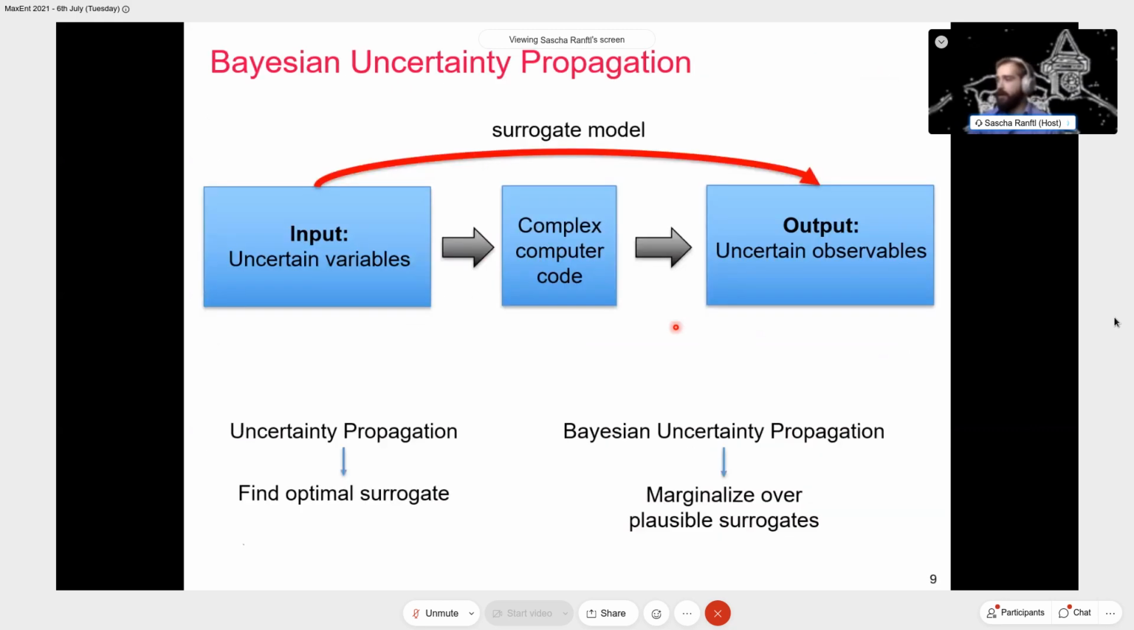Now, before I proceed with some further equations, I would like to pose a possibly provocative statement where I distinguish between the naive uncertainty propagation, where we just find an optimal surrogate, and a Bayesian uncertainty propagation, where we include this surrogate uncertainty and marginalize over it accordingly. So you might disagree. I'm open for debate on this.